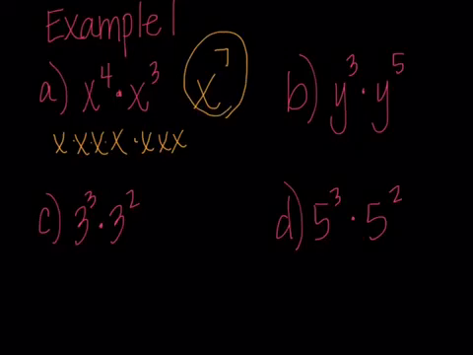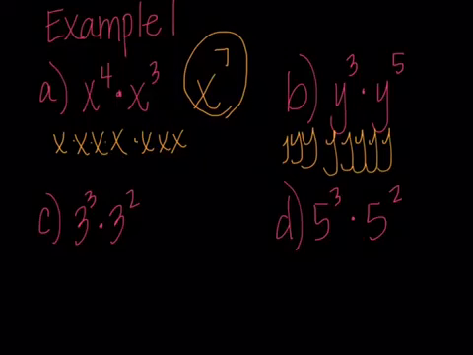Example B is y to the third times y to the fifth. Again, I'll expand it out so I can see its true meaning. Y to the third is y times itself 3 times. Y to the fifth is y times itself 5 times. Now if I look at this, I can see that I have a base of y because that's what I see repeating. I'll count up how many times it repeats, and I see it is repeating 8 times, so that is my power.